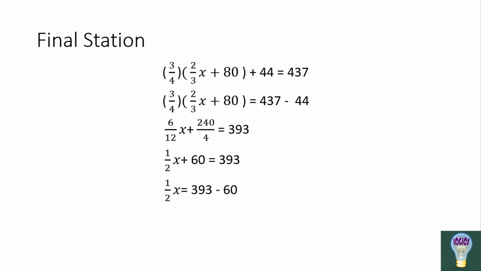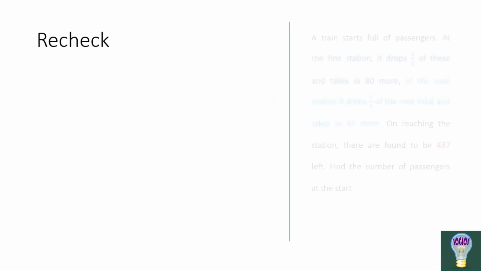Moving 60 to the right hand side, we get 393 minus 60, which is equal to 333. To find out the value of x, just multiply 2 by 333, thus giving us the final answer 666. This final answer, x equals 666, represents the initial number of passengers in the train. Let's now recheck this problem.